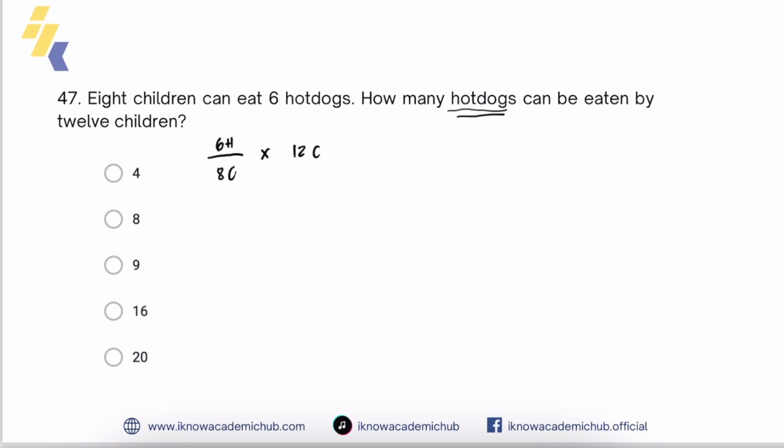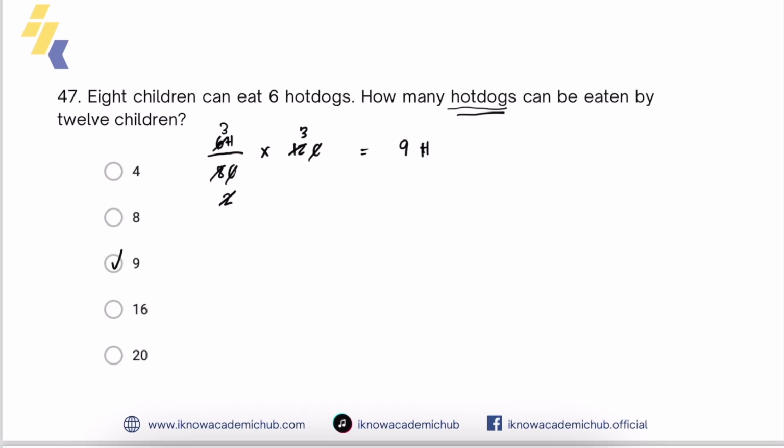We cancel children and we divide 12 by 4, that's 3. We also divide 8 by 4, that is 2. 6 divided by 2 is 3. And we have 3 times 3 is 9. That is 9 hot dogs that can be eaten by 12 children. And this is the correct answer.